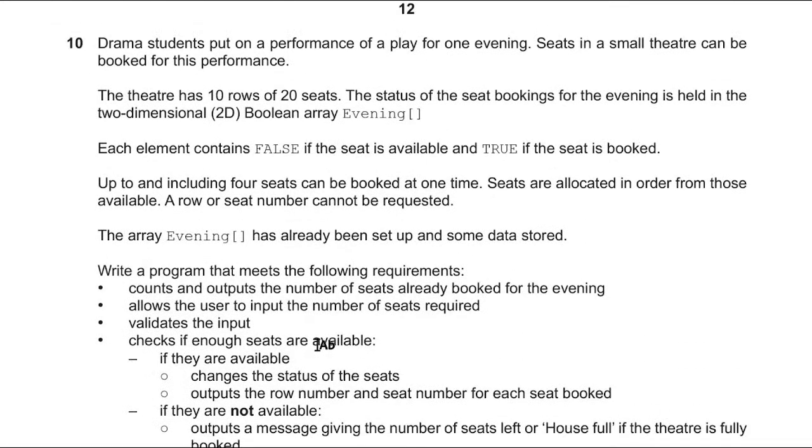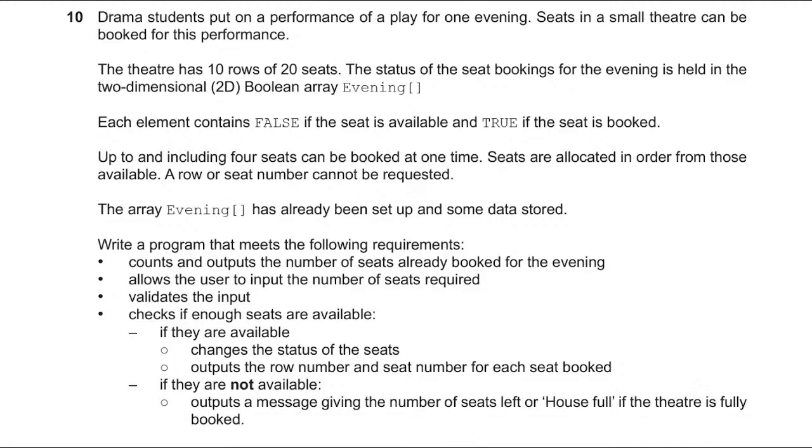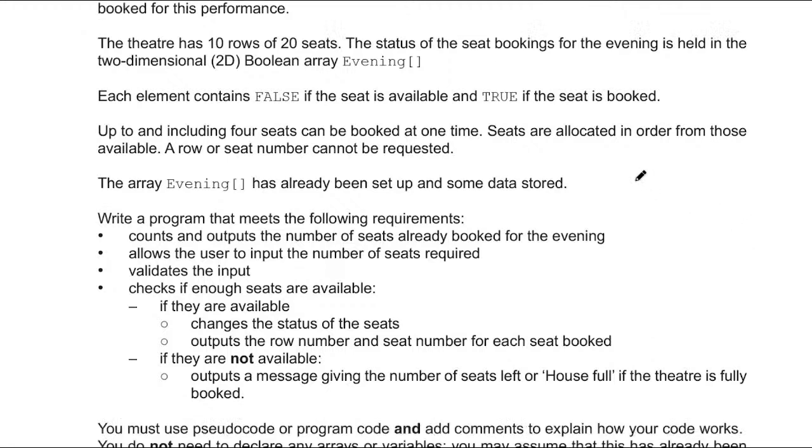Okay, and now we are down to our big bad 15-mark question already. Let's see what this question has to offer. Drama students put on a performance of a play for one evening. Seats in a small theater can be booked for their performance. The theater has 10 rows of 20 seats. The status of the seat bookings for the evening is held in a 2D Boolean array, evening. Oh wow, so basically you have 20 columns and 10 rows, and the name of this array is evening.